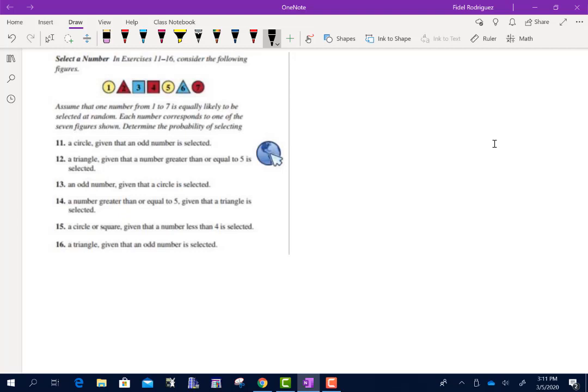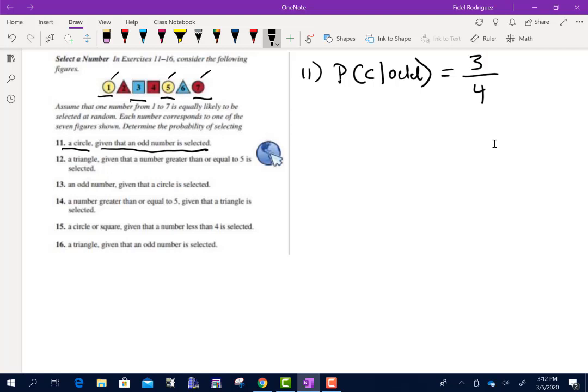Determine the probability of selecting a circle given that we have an odd number. Okay, so for number 11, we're trying to find what's the probability that we're going to get a circle given that the number we have is odd. Okay, so the first thing we're going to do is we're going to say, look, let's get all the odd numbers. How many odd numbers do we have? Well, I underlined them. There were 4 of them. Okay, out of those 4 that we underlined, how many of them happen to be a circle? Well, 1, 2, and 3. So 3 out of 4, okay?